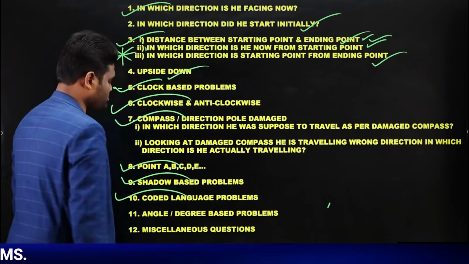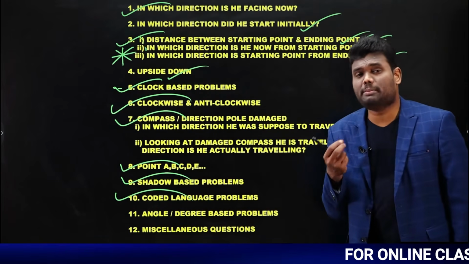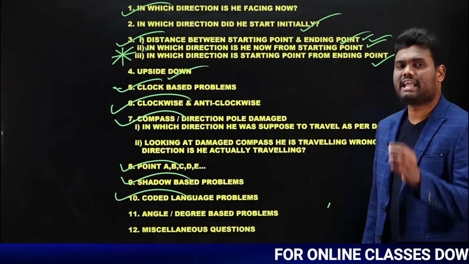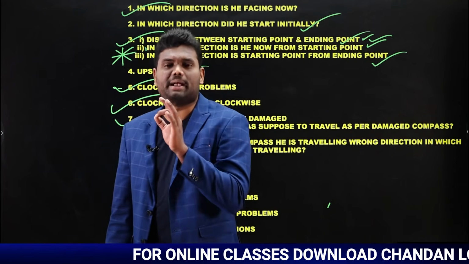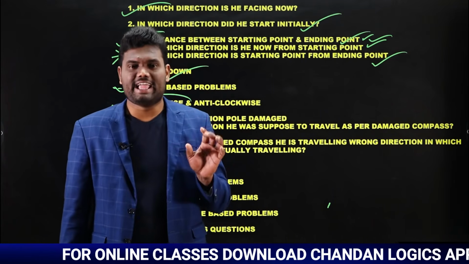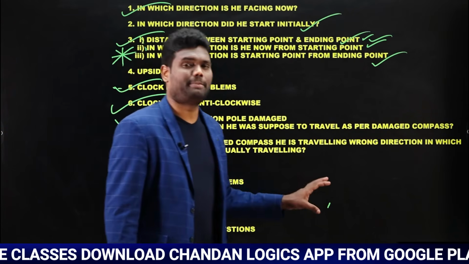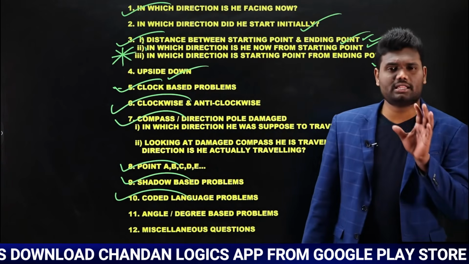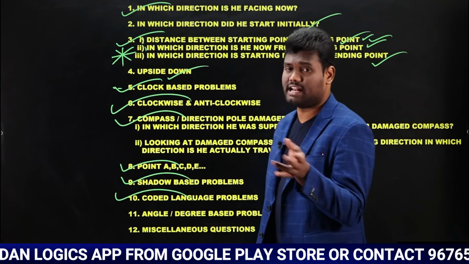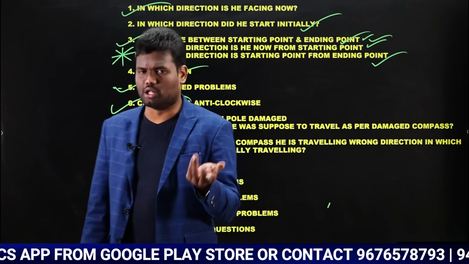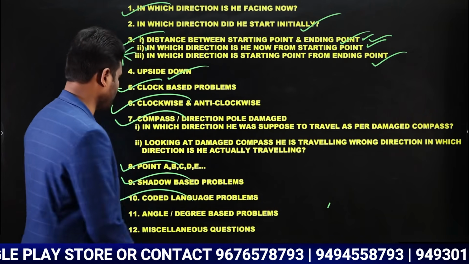Next is coded language problems. In bank examinations, sometimes questions will be asked in coded languages, saying like A percentage B means A is to the north of B, A at the rate B means A is to the south of B, A dollar B means A is to the east of B, a coded pattern. So coded pattern questions are going to come in bank examinations. And sometimes a similar pattern can be asked in SSC examinations, railway examinations also, depending upon the examination. So we are going to cover coded language problems also.